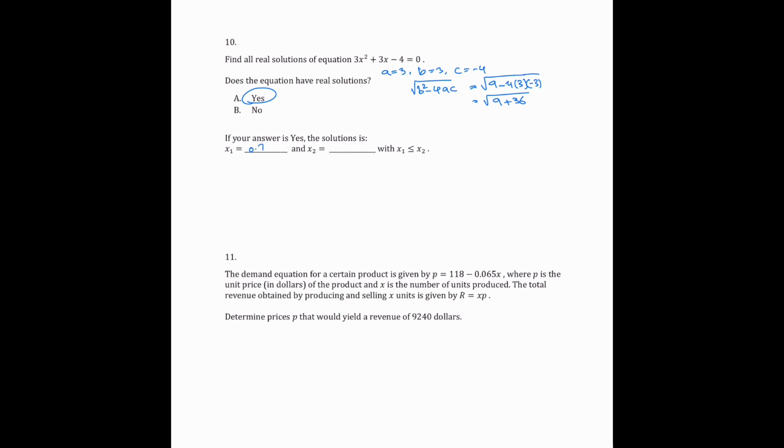So negative 1.76 is the smaller one, and the other one, which is bigger, is 0.76, rounded to 2 decimals.